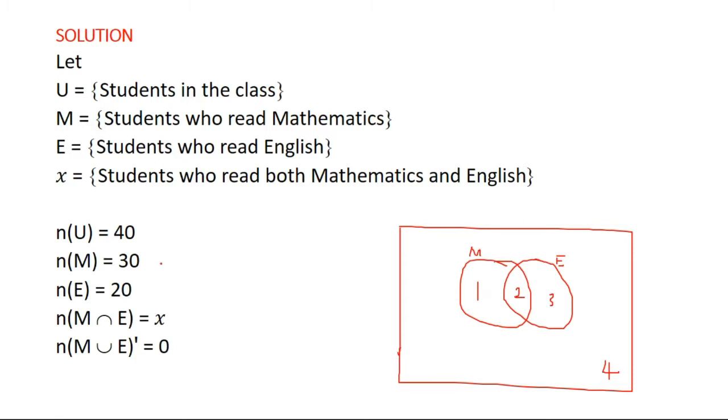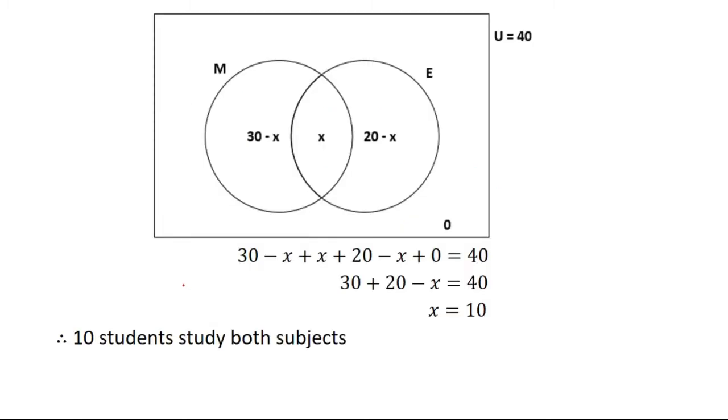After we have the sets clearly defined and the members also clearly defined, we will move on to draw our Venn diagram and find the various regions. So here is the Venn diagram. We know that those who study mathematics, or set M, is 30, and those who study English, or set E, is 20. We have our universal set already to be 40.